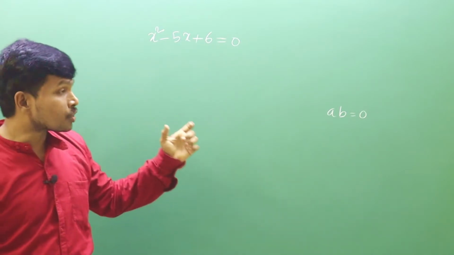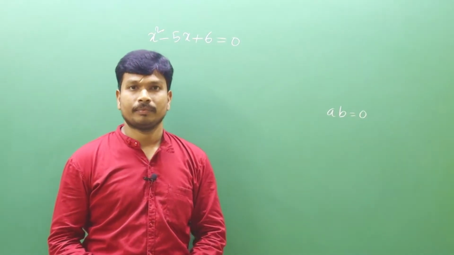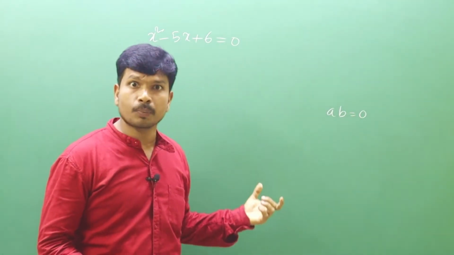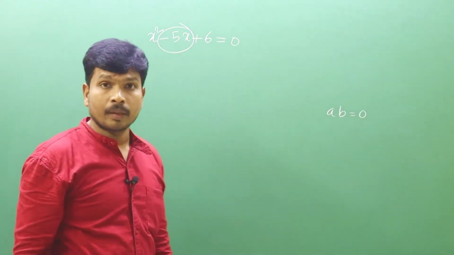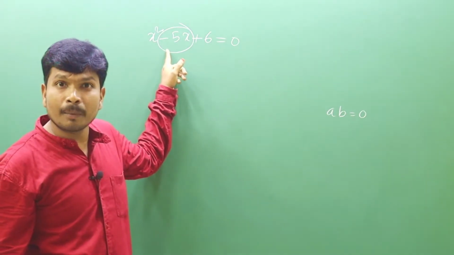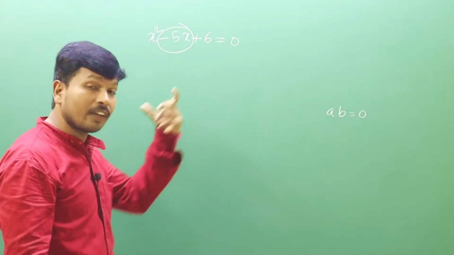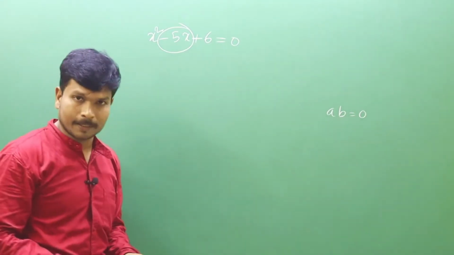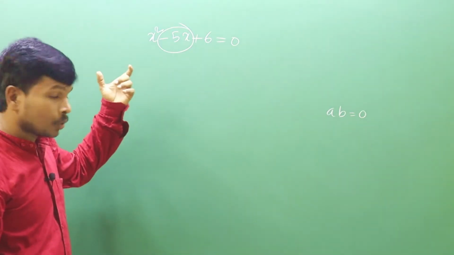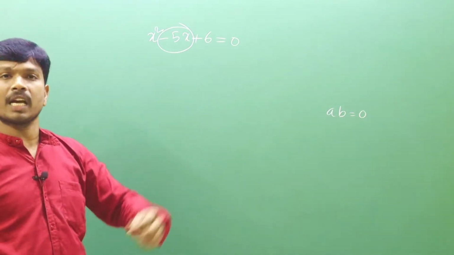Now our target is to change this expression into a product of two linear expressions, by using the splitting method. In this process we have to split the middle term. If we split the middle term in the proper way, then definitely we will get two linear expressions. How to split it? Minus 5x has to be split into 2 terms.